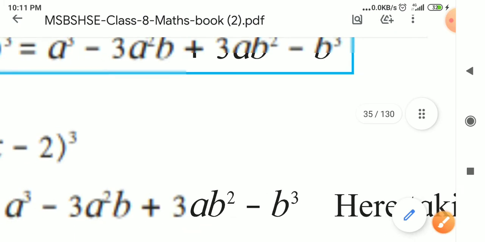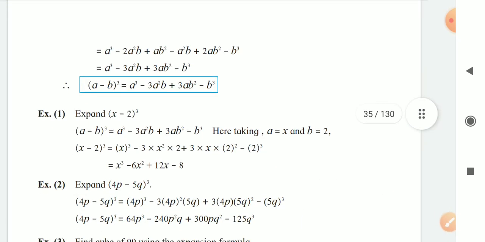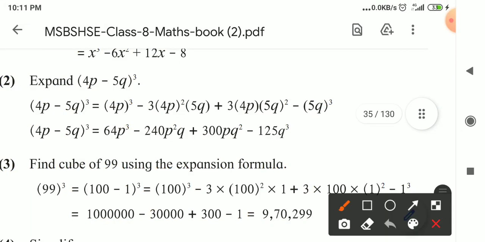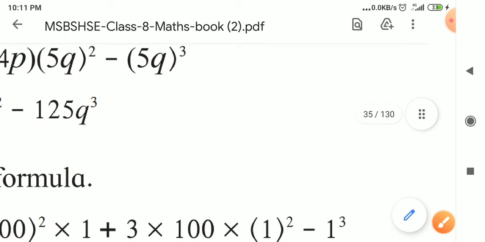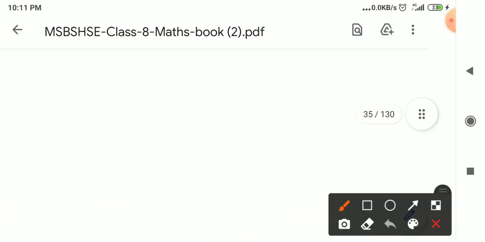Now the next is the, see here our answer and this answer, we factorize this. Okay, but I give steps here for better understanding. And the last is we have to find out 99's cube. So how to find 99's cube? By using our factorization formula.